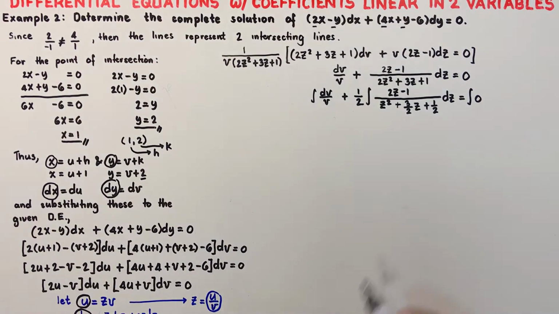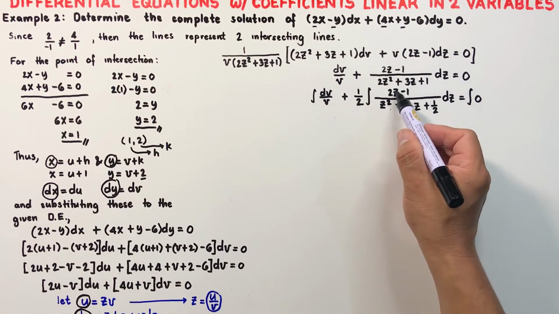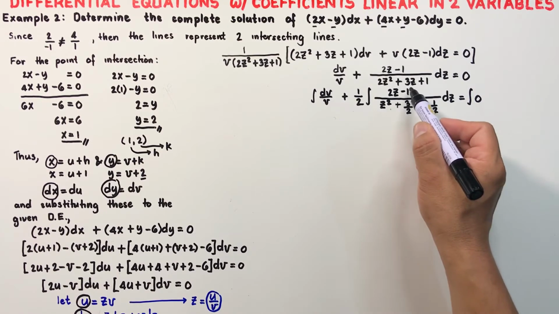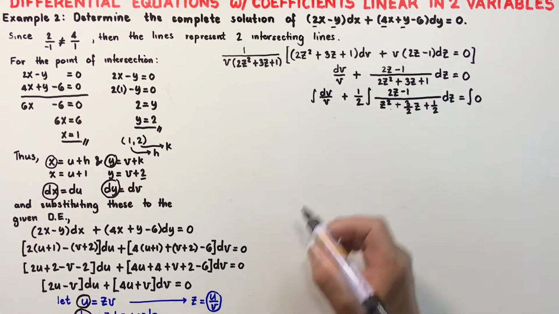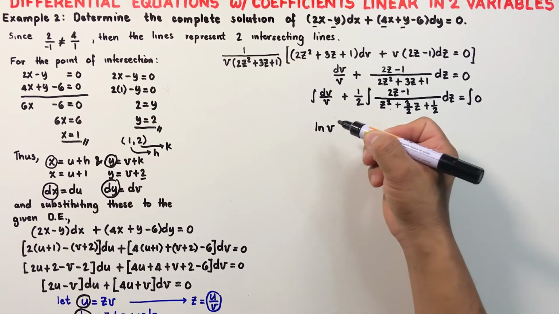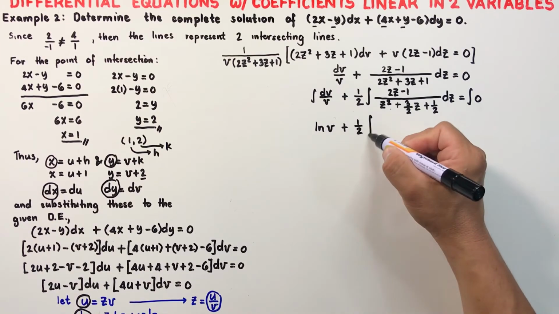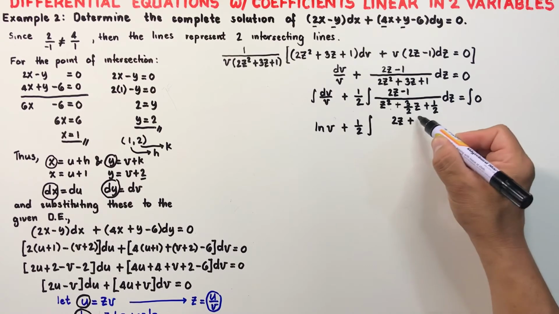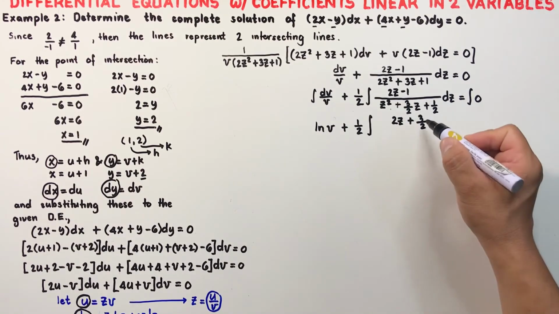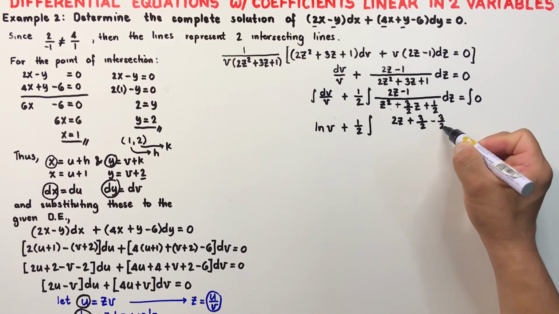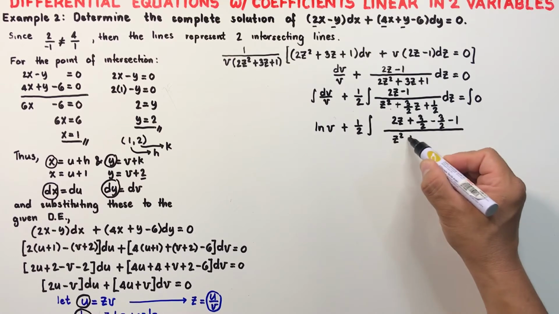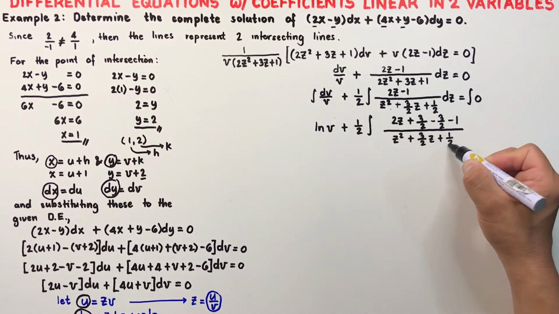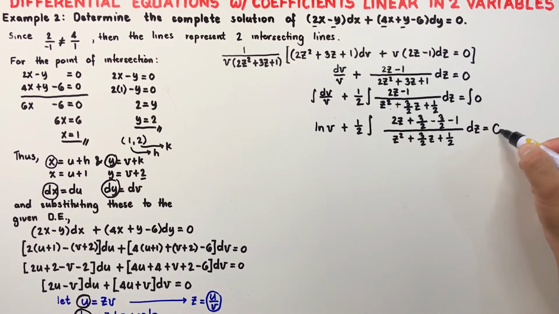And we notice that if you let this denominator be your u, your du will involve the derivative of z squared, which is 2z, and the derivative of 3/2 z as 3/2 here. But we don't have a 3/2, so we need to provide a 3/2 in the numerator. So we have the natural log of dv over v, which is the ln v, plus 1/2 of the integral of 2z plus 3/2. And where did I get the 3/2? I need also to subtract 3/2 here. But remember, we still have a minus 1. So this is divided by z squared plus 3/2 z plus 1/2. And this is equated to the constant of integration, c.